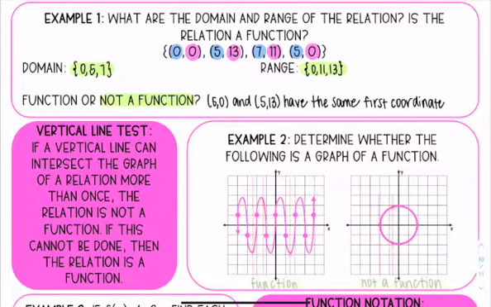The next thing we're going to talk about is the vertical line test. So if a vertical line can intersect the graph of a relation more than once, then the relation is not a function. If this cannot be done, then the relation is a function. So we want to determine whether the following is a graph of a function.